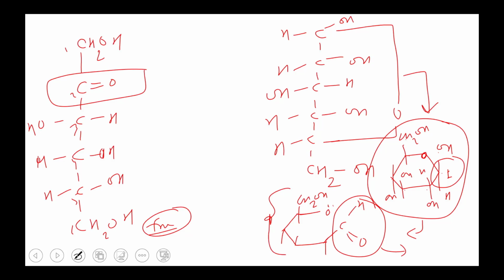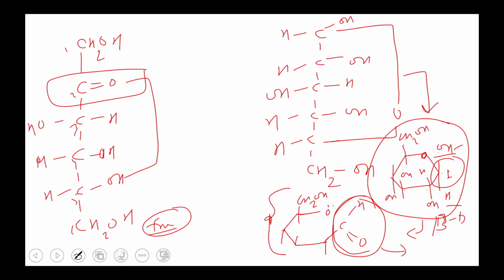Similarly, in the fructose, what happens? There is a bond formation between this and this. So in this particular orientation, if the OH is on the top, it is the beta configuration. This is the beta D glucose, and if this OH is down, in opposite orientation, it will be the alpha D glucose.